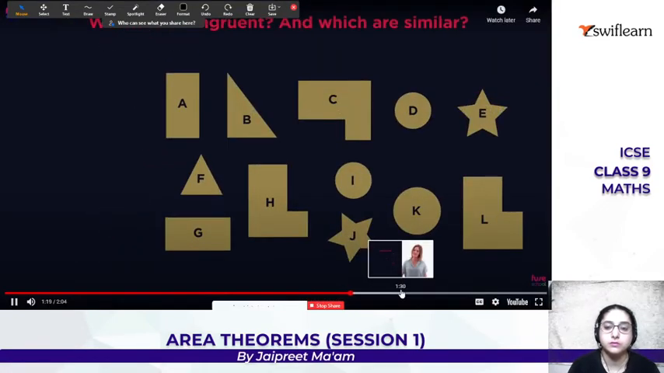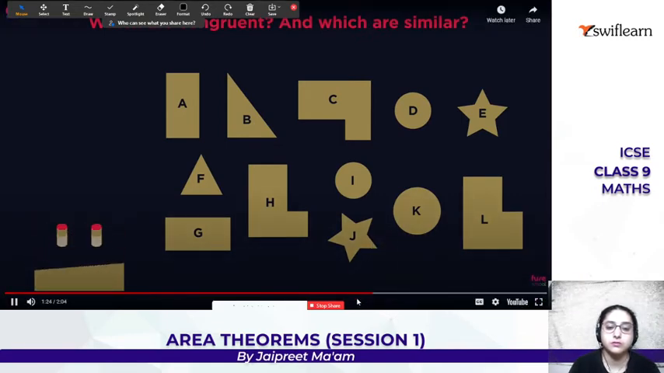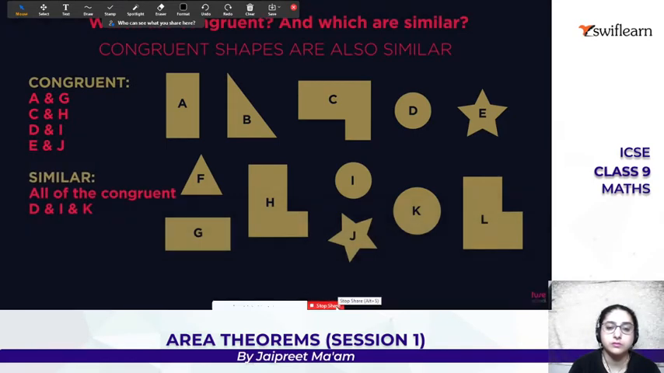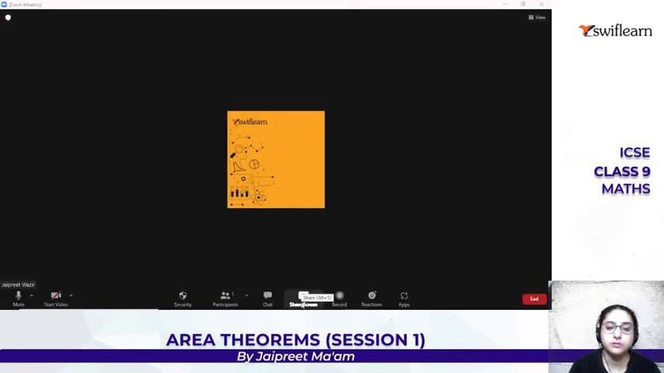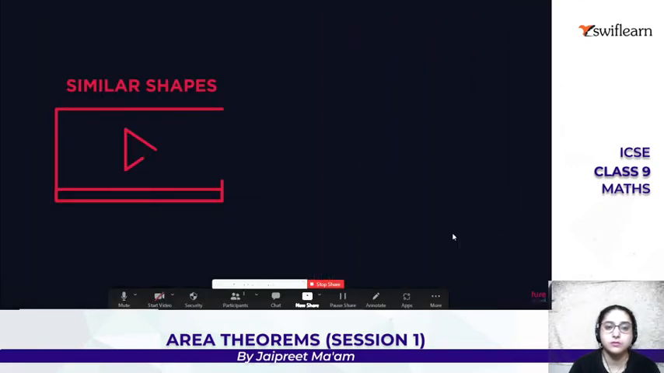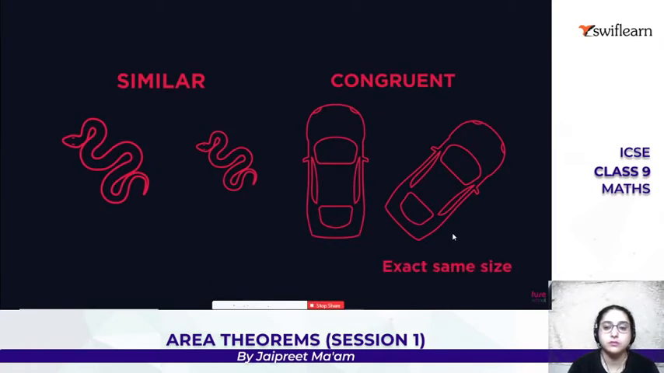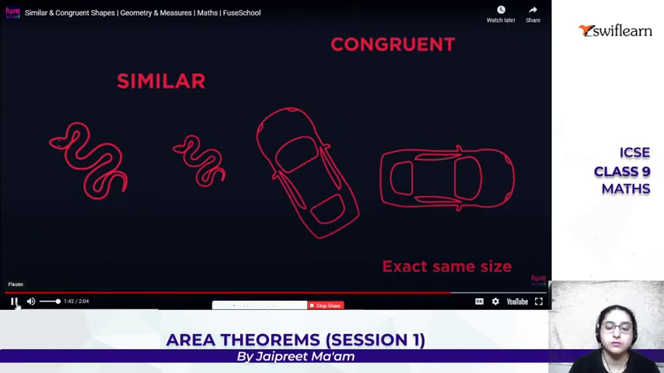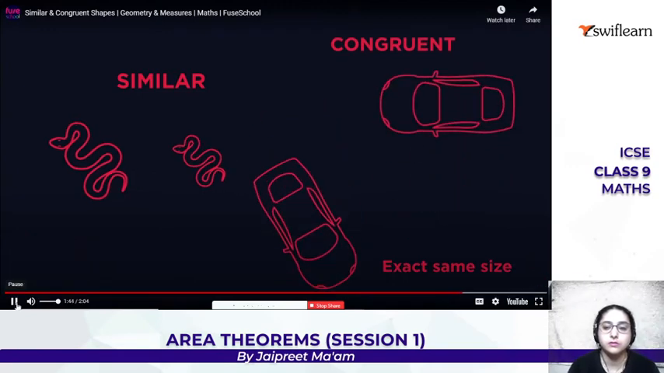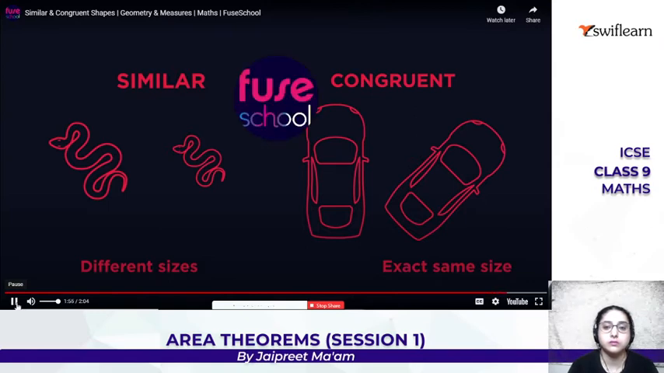Which of these shapes are congruent and which are similar? Pause the video and work it out. Did you get it right? In another video, we'll look at how to use similar shapes to make calculations easier. For now, you just need to remember that congruent shapes are the exact same size but can be rotated, reflected or moved, like congruent cars. Whereas similar shapes can also be different sizes. The sides are just increased or decreased by the exact same ratio.